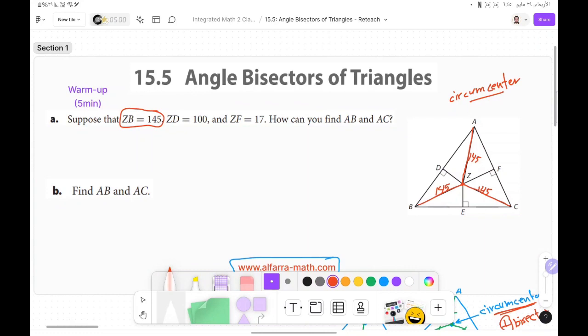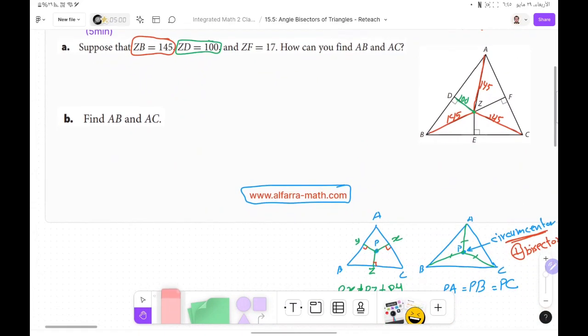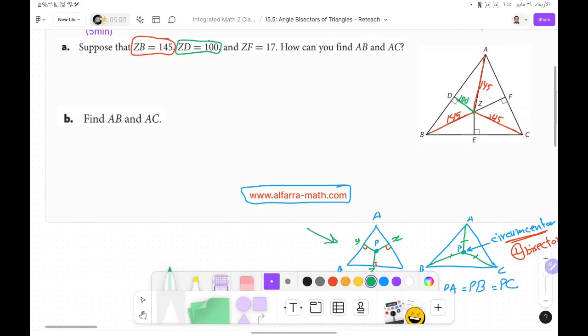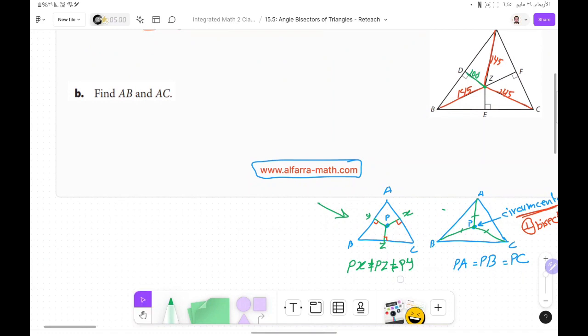We also have another piece of information: ZD is equal to 100. Where is ZD? From here to there, this one is equal to 100. Can I say ZF is equal to 100? No, I can't, because as I told you, if these are bisectors, they are not equal. Only the sides going to the vertices are equal.